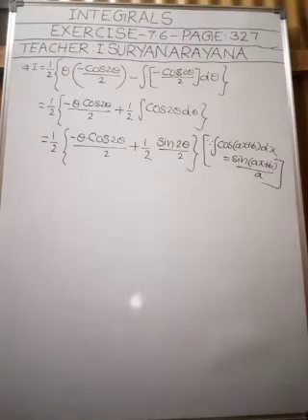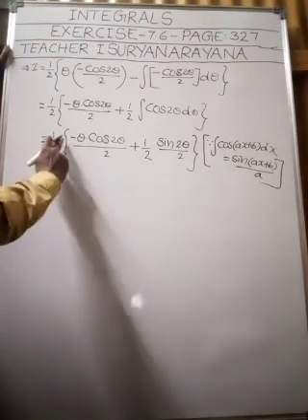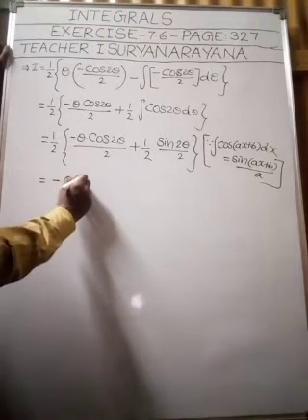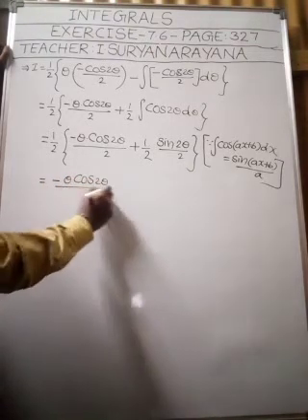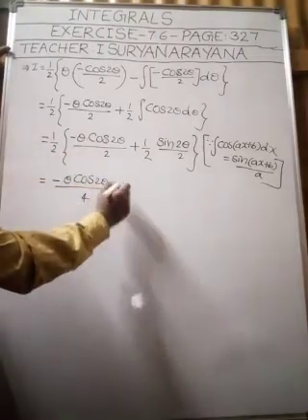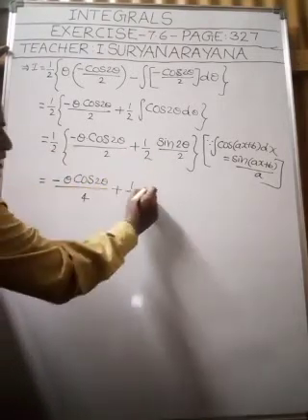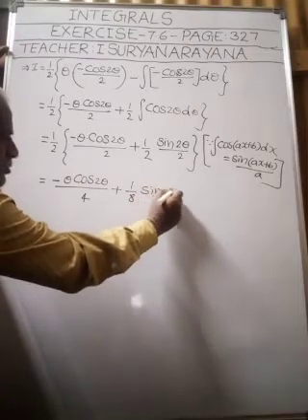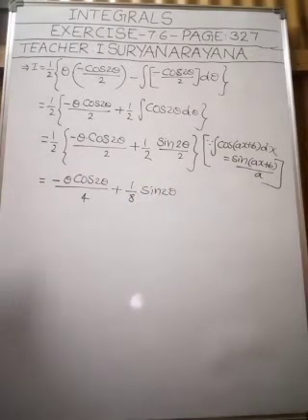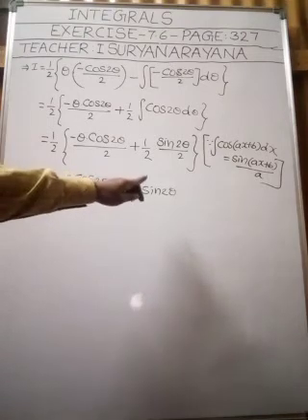Okay, my children, so the integral part is over. Now let us simplify. Okay, my children, right. So minus theta cos 2 theta by 4, I am multiplying by 1 by 2, plus 1 by 8, 2 2s are 4, 4 2s are 8, sin 2 theta. Okay, my children, we got the answer in terms of theta, but actually the function is given in terms of x. So we have to convert these functions in terms of x.